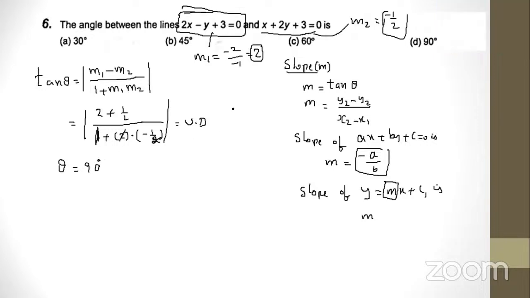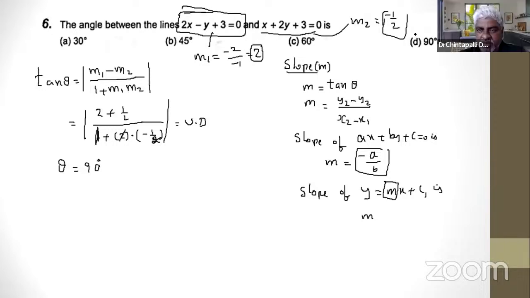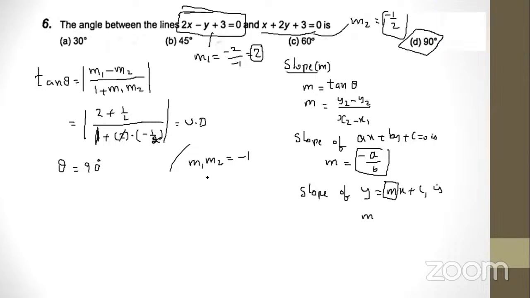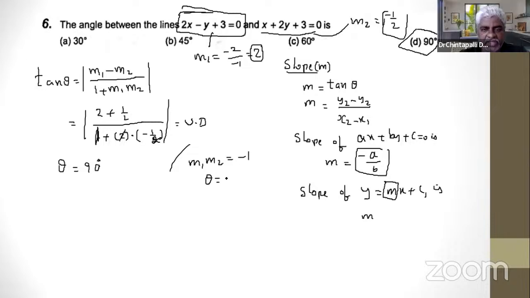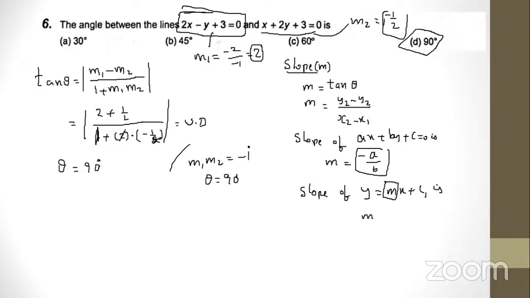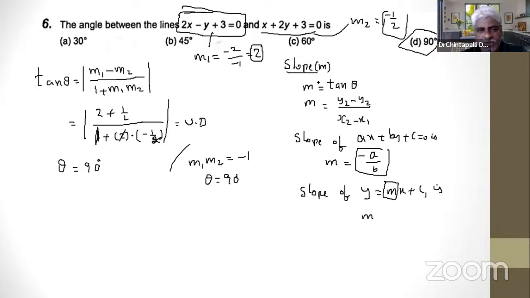Option D. But notice that if M1 into M2 is equal to -1, we need not use this formula. Just tell the angle between them is equal to 90 degrees. In this particular case, M1 times M2 is -1. So it is a standard result: if M1 M2 is equal to -1, then theta is equal to 90 degrees. That's it. Got it?